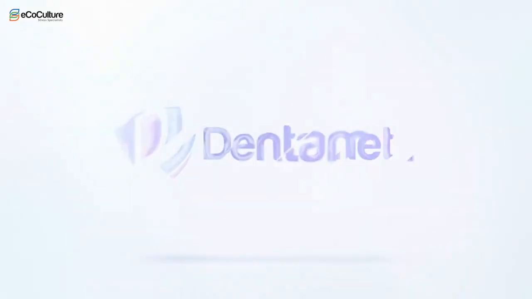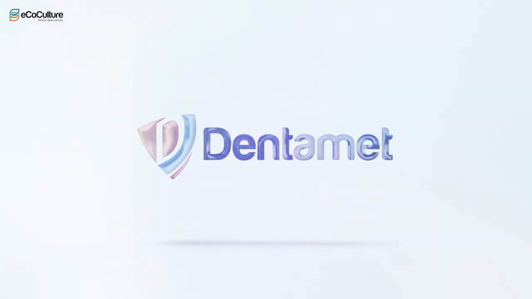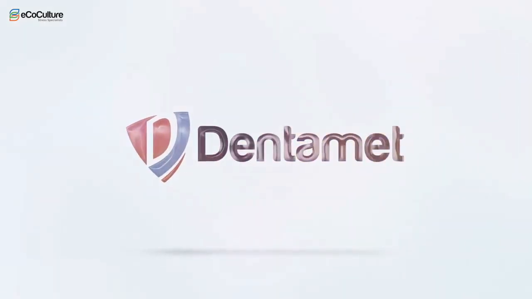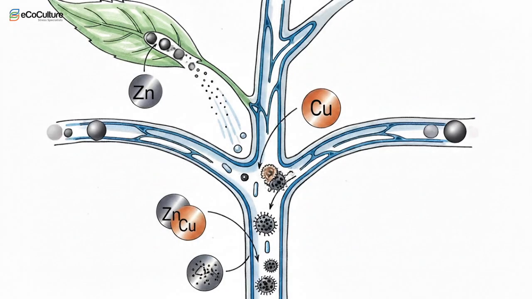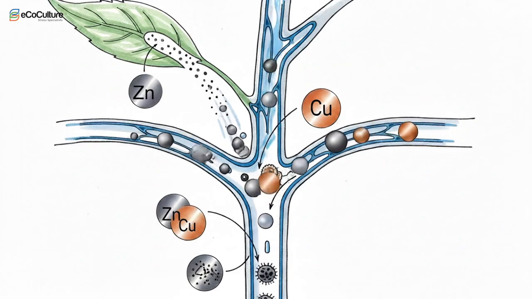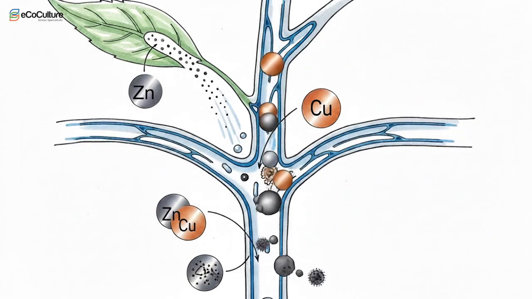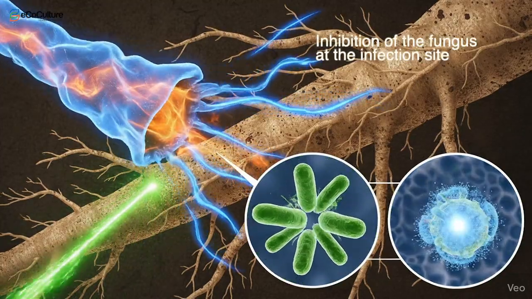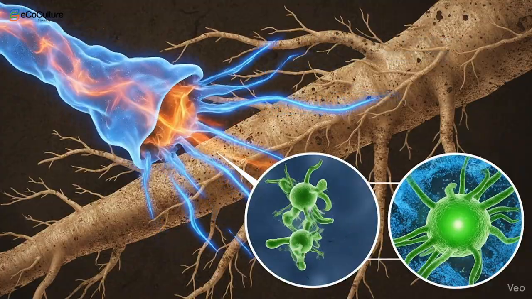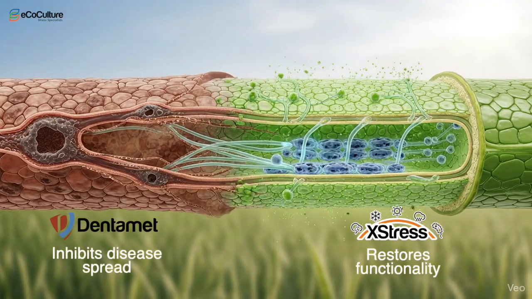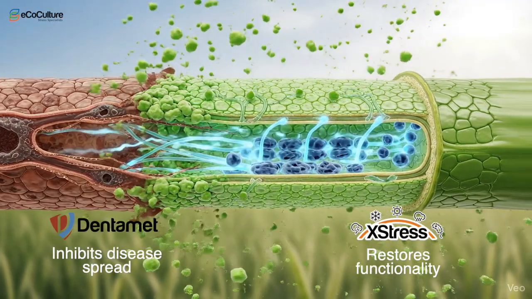Dentamet completes the strategy as the shock action tool and works synergistically with NH-delta and X-stress. Dentamet is a patented formulation based on zinc and copper, complexed with a molecule derived from citric acid. Thanks to this technology, it reaches extremely high systemicity, entering the plant and moving through the xylem in less than 2 hours after application. Inside the plant, its composition creates an unfavorable environment for fungal development. Dentamet works in perfect synergy with X-stress.